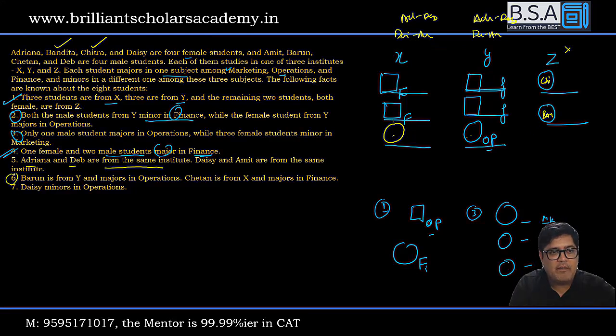Barun is from Y. So I'll put Barun is from Y. And majors in what? Operations. Majors in operation. There was only one boy with operation. I have used this information. Don't come back to this.